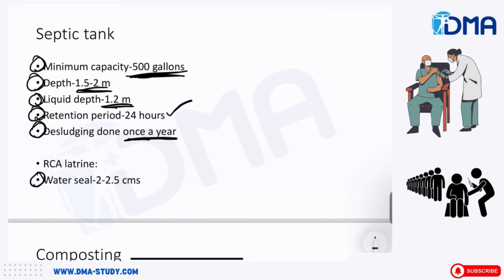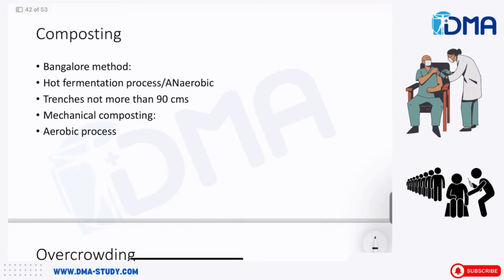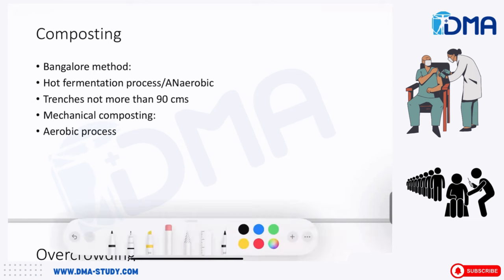In case of RCA latrines, the water seal has to be around 2 to 2.5 centimeters. And this is one of the very important topics which you have to know.